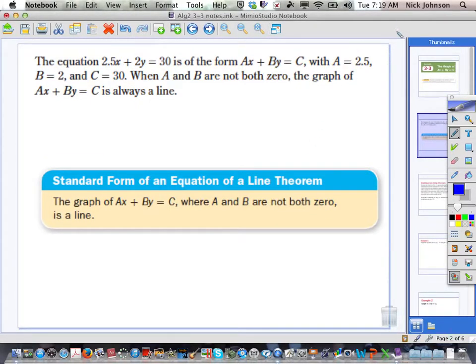The equation 2.5x plus 2y equals 30 is of the form ax plus by is equal to c, with a being 2.5, b equaling 2, and c equaling 30. When a and b are not both 0, the graph of ax plus by equals c is always a line. Standard form of the equation. This is just what was stated up above. The graph of ax plus by is equal to c, where a and b are not both 0, is a line. Okay?